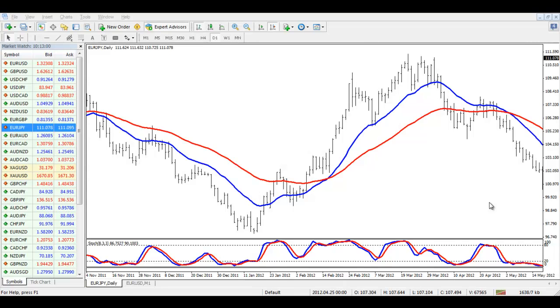Here we are looking at the Euro-Yen daily chart. We've got price bars on the chart, plus the 20 and 50 moving averages to help us determine trend direction. Now, we're going to start to look at some more advanced price action. And advanced price action doesn't just mean looking at the price action itself, it also means looking at the price action in relation to other aspects of the chart.